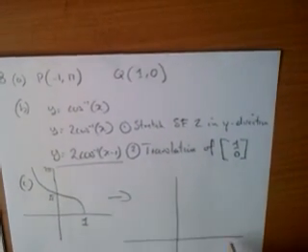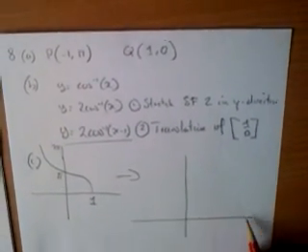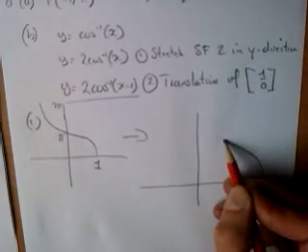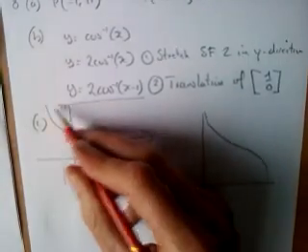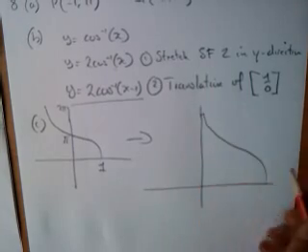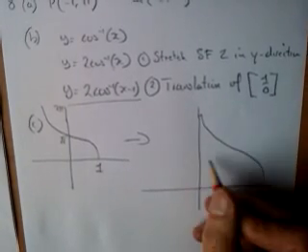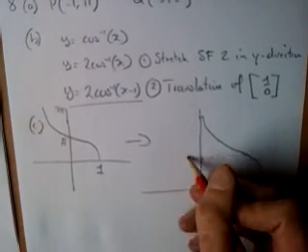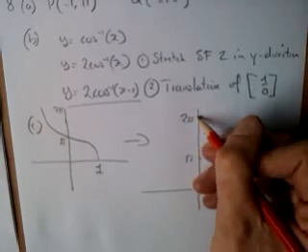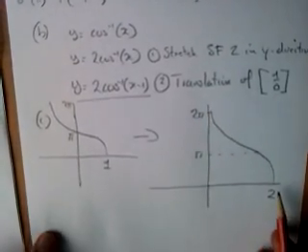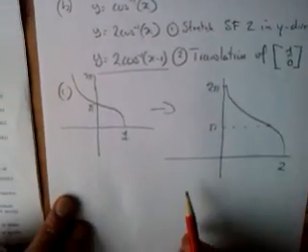This is point 1. So the 1 will go along to 2, and the -1 will go to 0. So we put this as 2, I put this in here as pi, and this is 2 pi. So it's clearly marked where it intersects the x and the y axis.